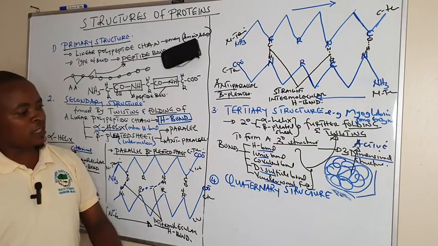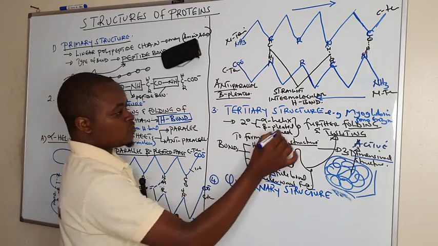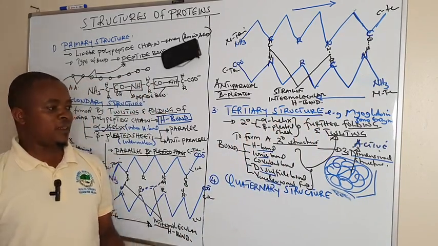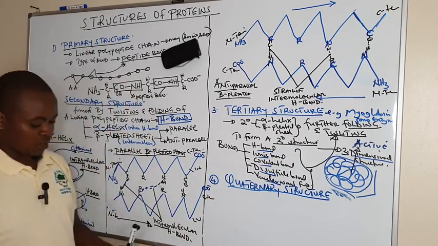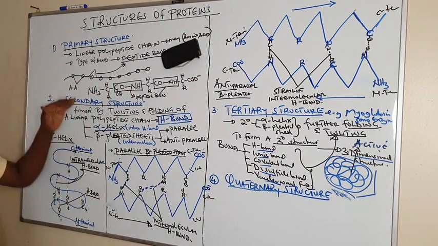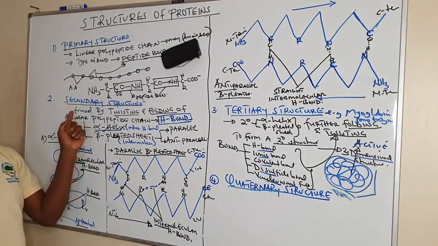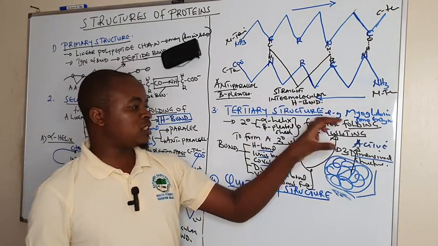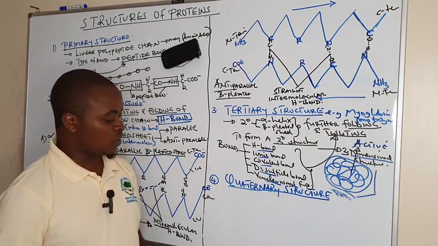As we are looking at the conclusion, we are now going to look at the last structure, which is known as quaternary structure. You see, we have seen the primary structure giving rise to secondary structure, giving rise to tertiary. So the tertiary structures are also going to give us what we call the quaternary structure.